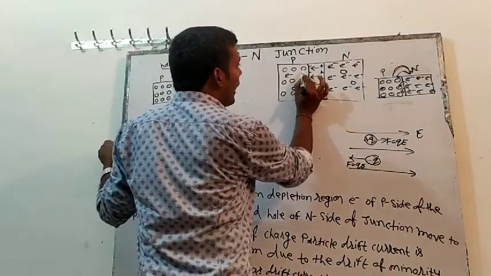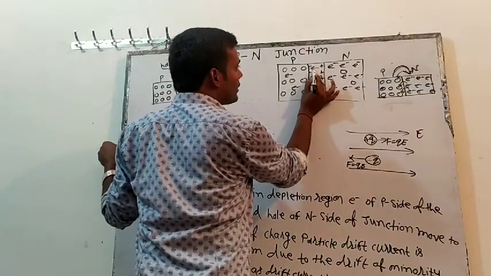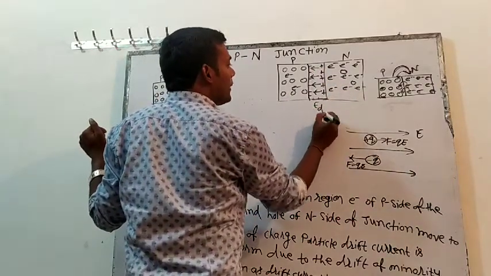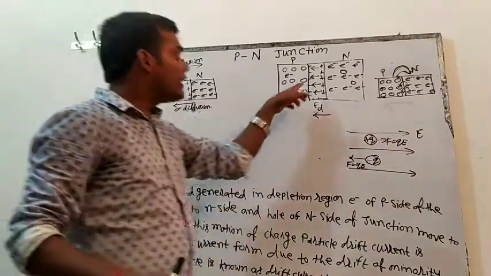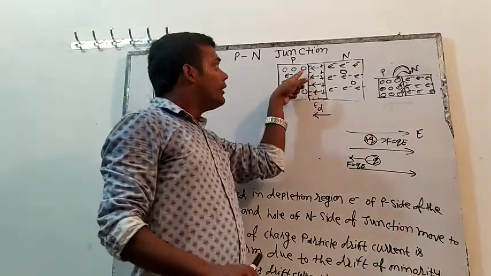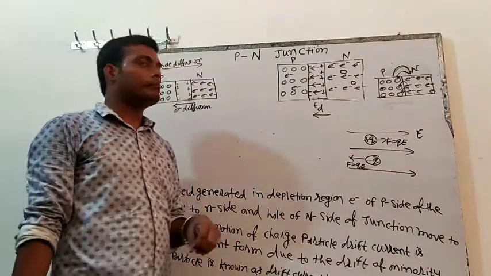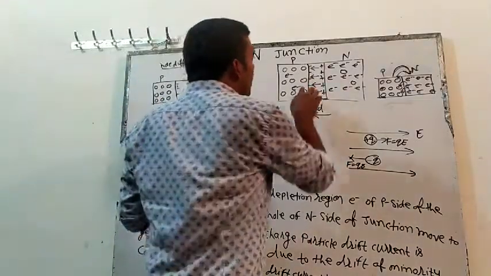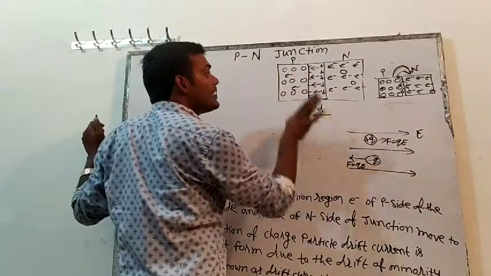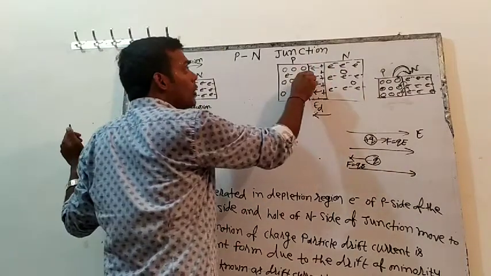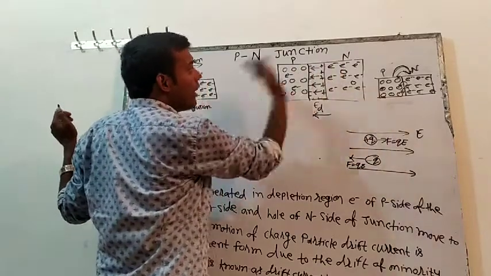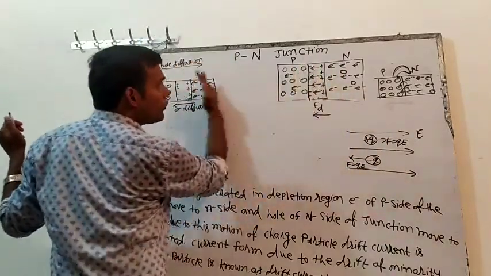What is the direction of the electric field due to the depletion region? Positive to negative, and the direction is this. Now understand my question: can this hole go from P to N? No. Why? Because this is a positive charge, and a positive charge experiences a force in the same direction as the electric field. The electric field is in this direction, so this positive charge wants to come to this side.